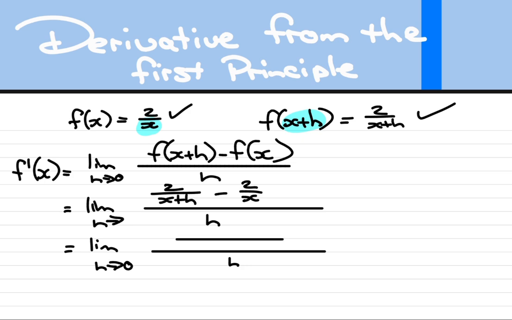And what are we going to use? We're going to use everything that's at the bottom at the moment. It's this term and this. That will be my LCM. So it would be the x and the x plus h that would be my LCM.